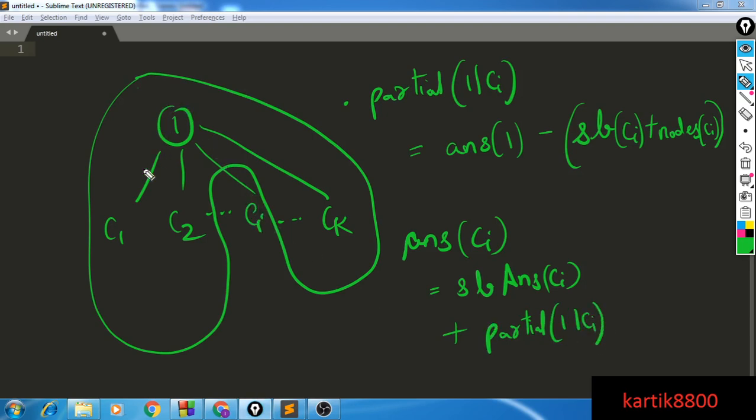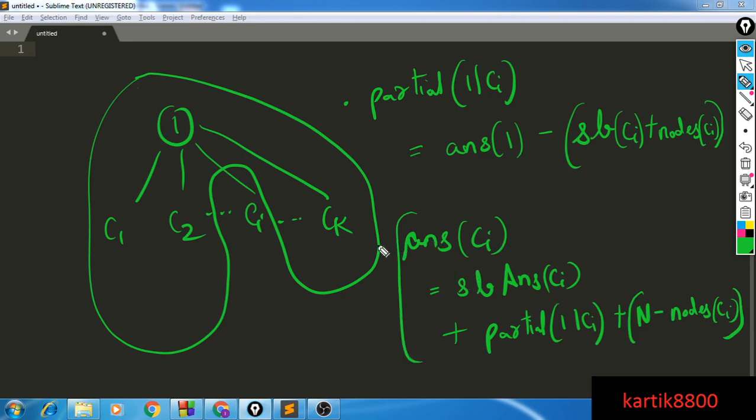But for every node in this particular region, I will still need to add one more for every node. And how many nodes are in this region? The total number of nodes minus the number of nodes in the subtree. So I can add plus total nodes minus nodes in the subtree Ci. So that's it. That is the answer for Ci.